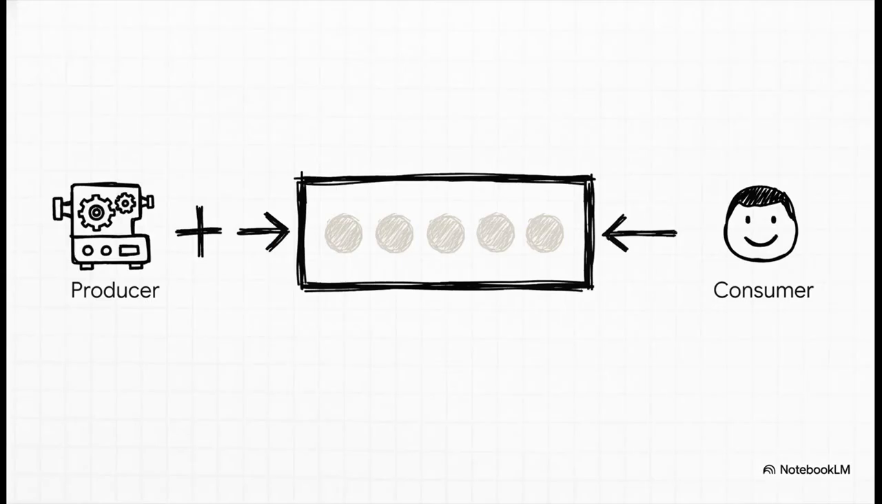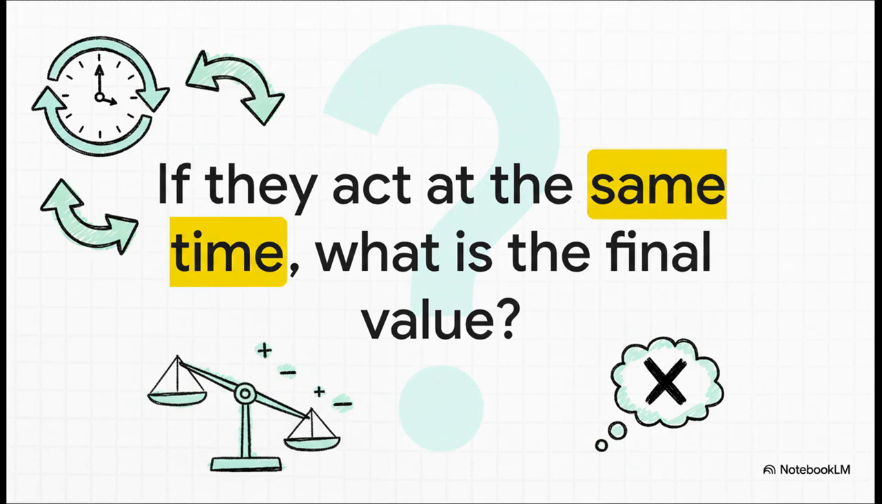So let's set up a scenario. We have a shared number, a counter, and its value is currently 5. The producer's job is to add 1, which should make it 6. The consumer's job is to subtract 1, which should make it 4. Pretty straightforward, right? But here is the million-dollar question. If they both access that number at the exact same time, what's the final value? I mean, logically, if you add 1 and then subtract 1, you should end up right back where you started at 5. But that's not what happens.